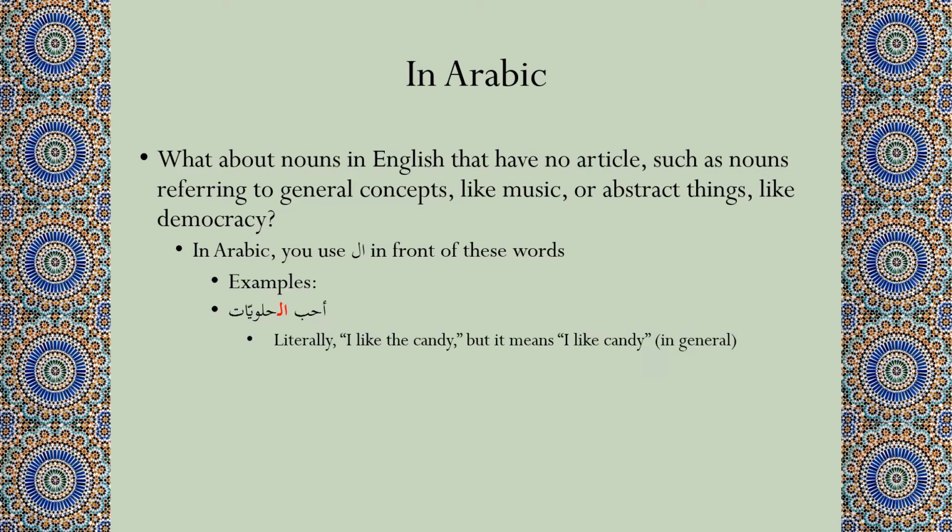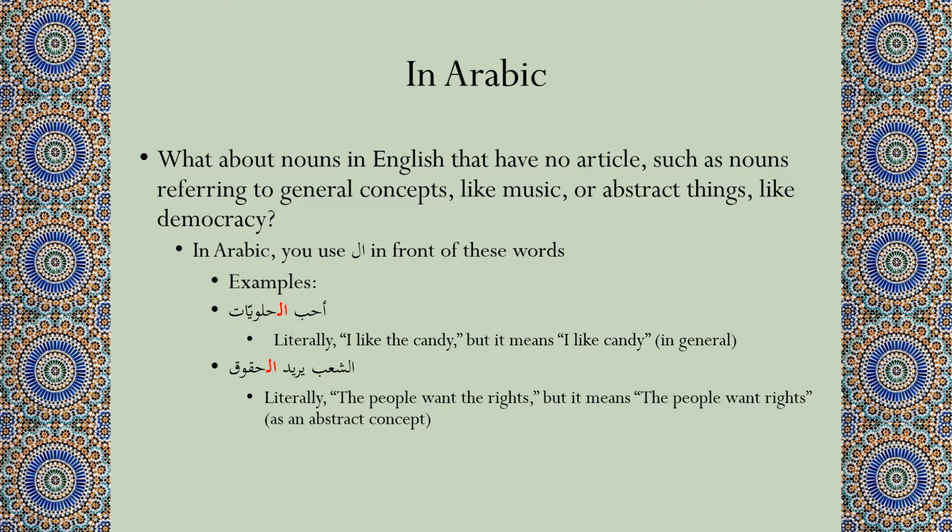Here are some examples. So this is a case where you have a situation where you're talking about a general concept. If you say, uhib al-halawiyat, literally that's I like the candy. But it means in English, I like candy. I like candy in general. I like various kinds of candy. There's no specific type of candy that I'm singling out. I like all of them. In English, you have no article here because you're referring to a general concept. But in Arabic, because you're referring to a general concept, you do have the definite article Alif Lam shown here in the Arabic sentence in red.